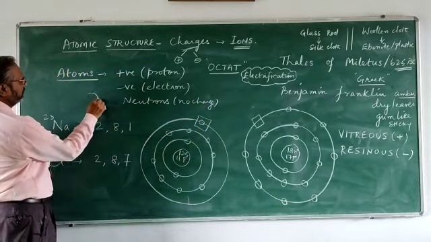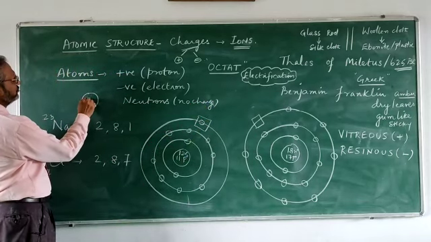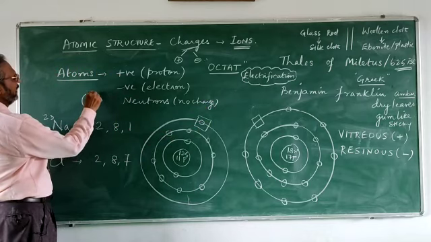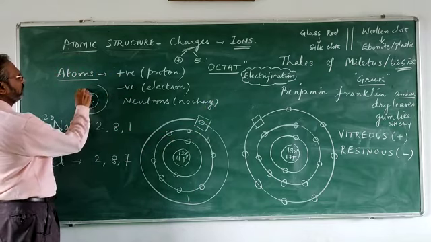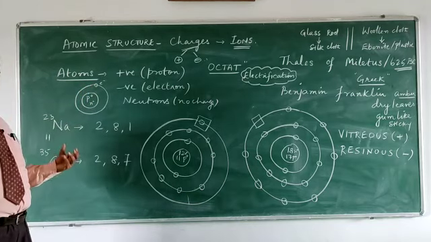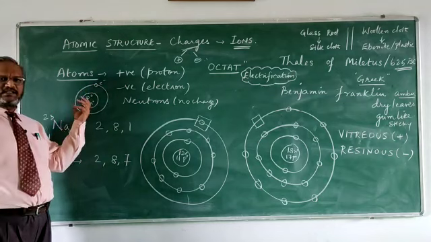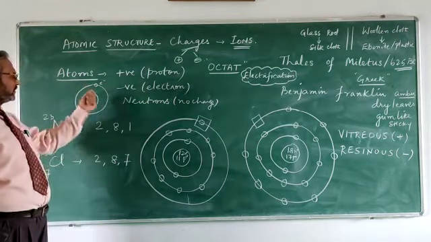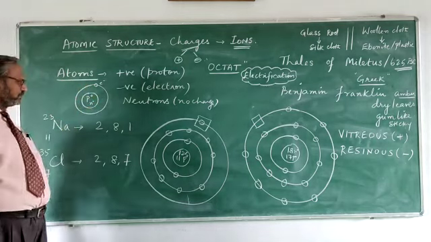So, in an atom, there is a nucleus which consists of positive protons and neutral neutrons, and electrons revolve around the nucleus, just like the planets revolve around the sun. The same way, the electrons revolve around the nucleus.